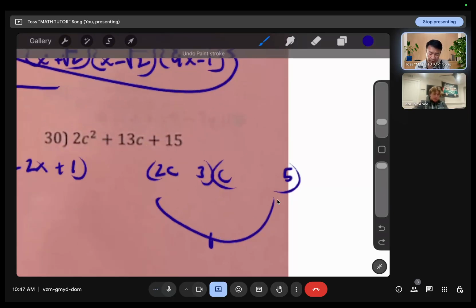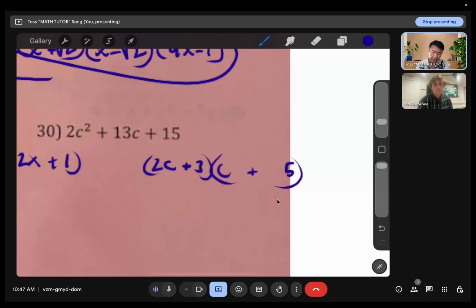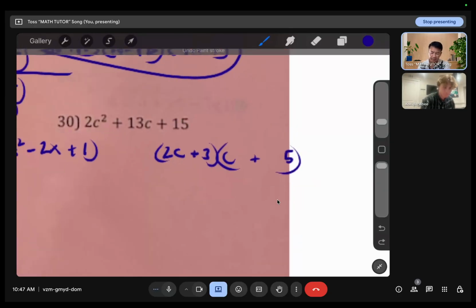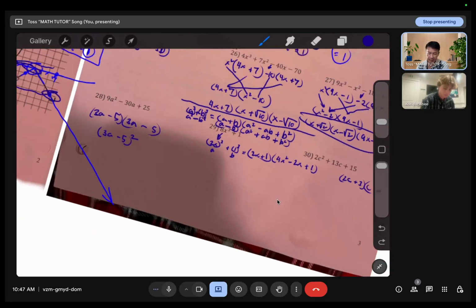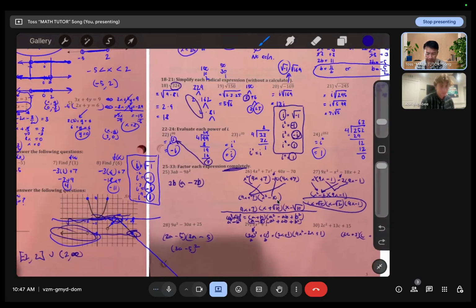That means they're all pluses. If they're all pluses, this is plus. These two are plus. That's it, done. And you can FOIL it to prove it. And it's all good. And that's done for number 30. All right, let's move on. You okay? You got that? Let's move on here.